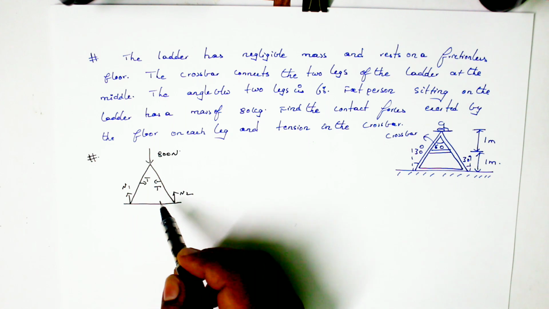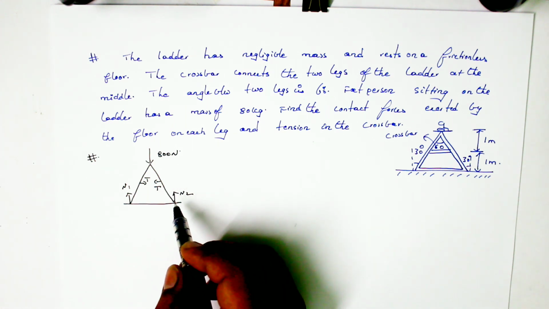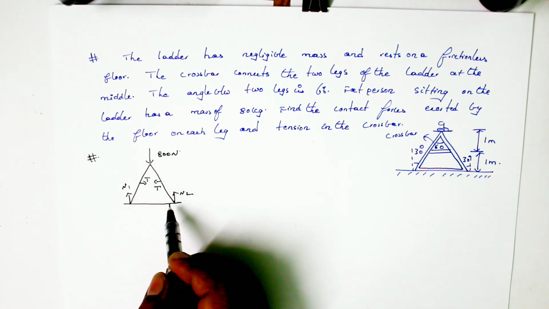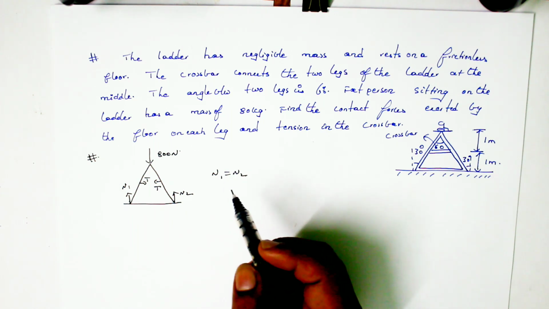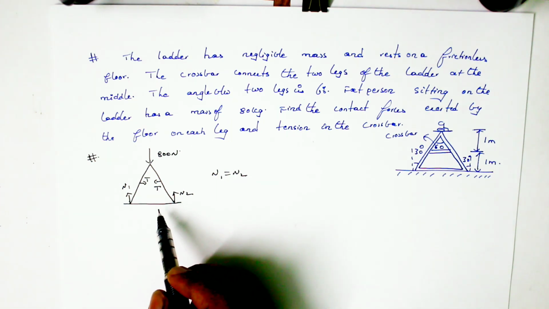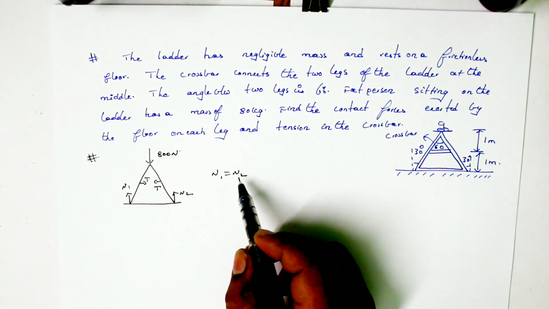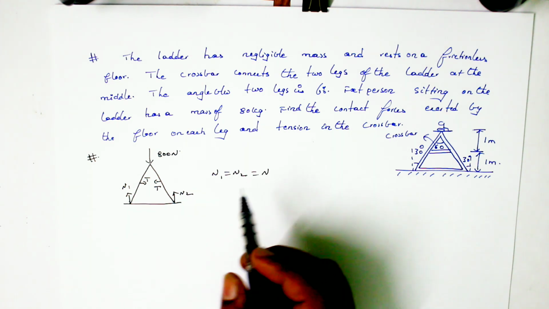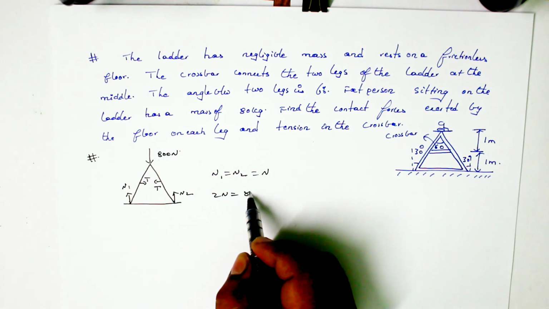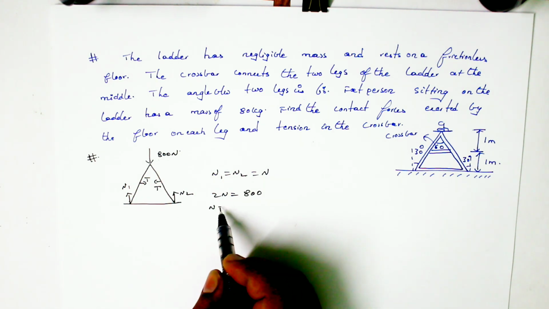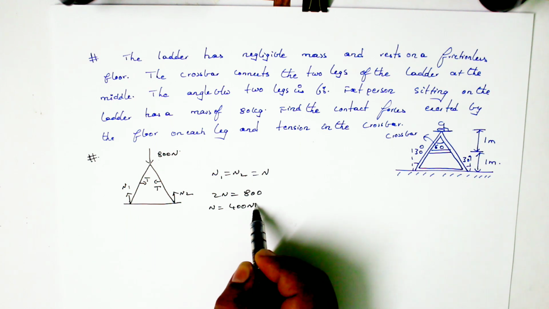So these are the different forces which are acting, and if I equate the horizontal forces and vertical forces, then definitely I can say N1 should be equal to N2 because of the symmetry of this figure. And if N1 and N2 are equal to N, then 2N should bear this total force of 800 Newton. So therefore N is equal to 400 Newton.